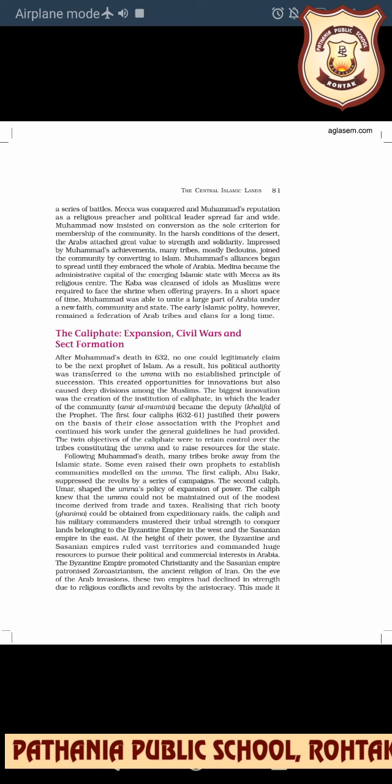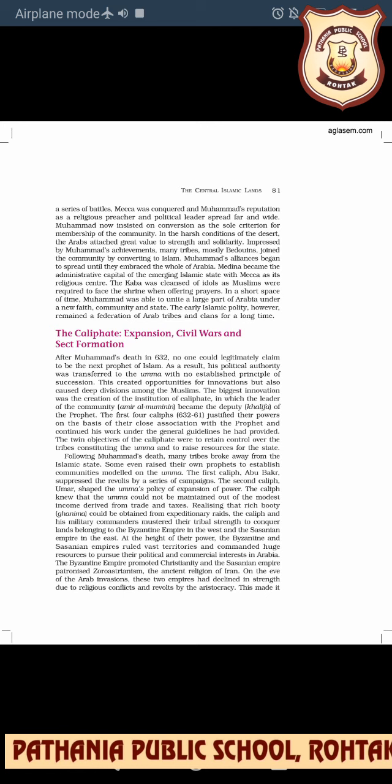And because there was not any succession system, this created opportunities for innovations but also caused deep divisions among the Muslims. And the biggest innovation was the creation of the institution of caliphate, in which the leader of the community became the deputy or khalifa of the prophet. And the first four caliphs justified their powers on the basis of their close association with the prophet and continued his work under the general guidelines he had provided.